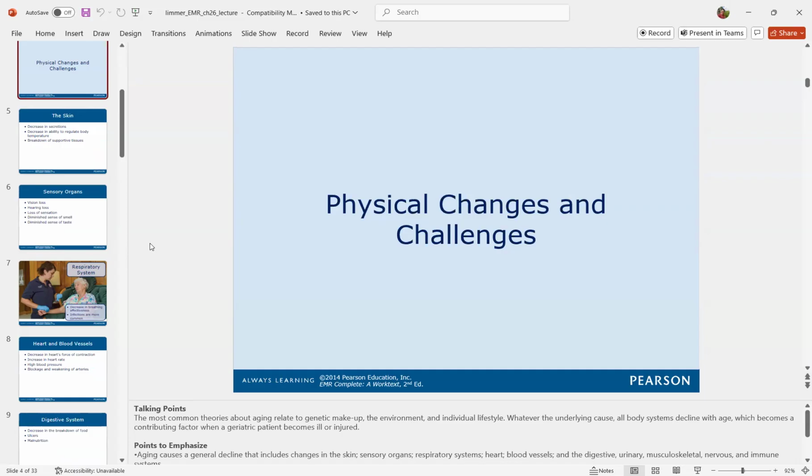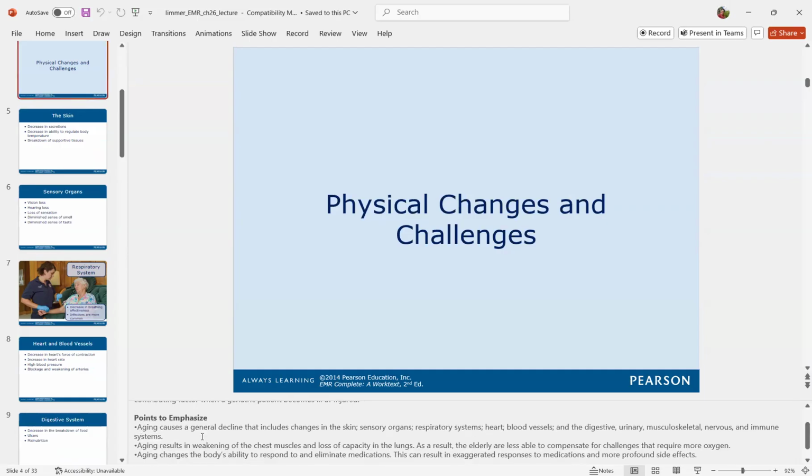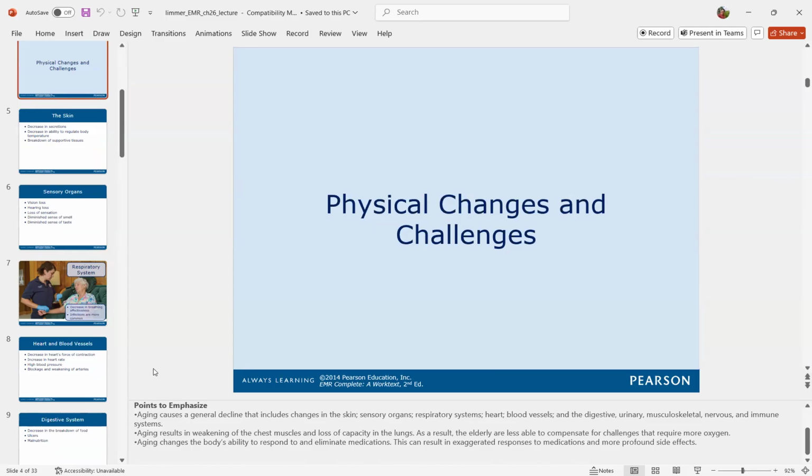Aging causes a general decline that includes changes in our skin, our sensory organs, our respiratory system, our heart, our blood vessels, our digestive area, the urinary area, musculoskeletal injuries occur, and the nervous system. So the central nervous system, strokes, immune systems, UTIs.